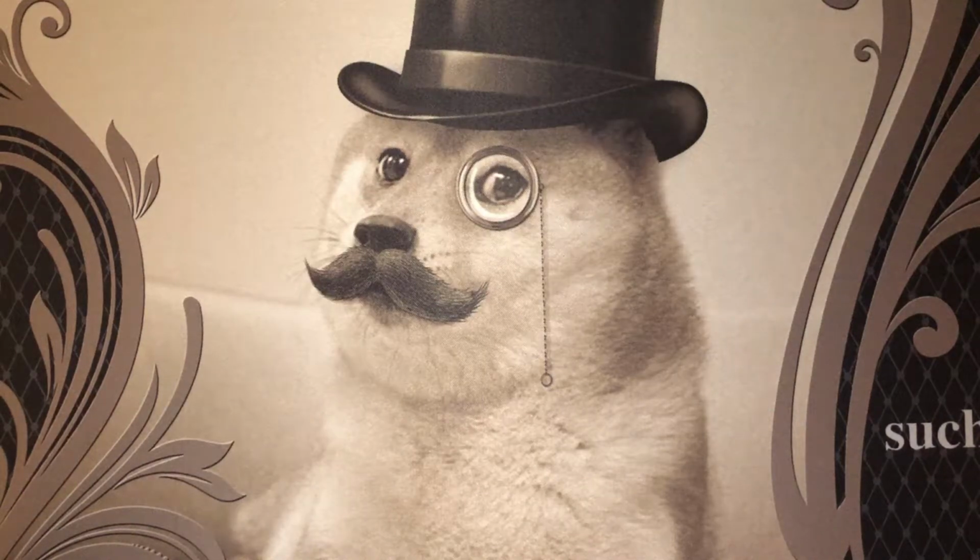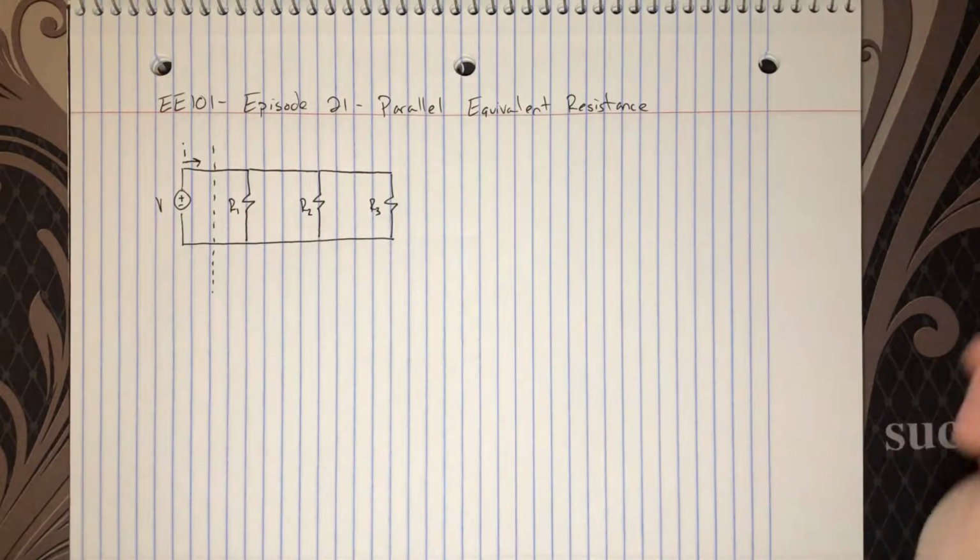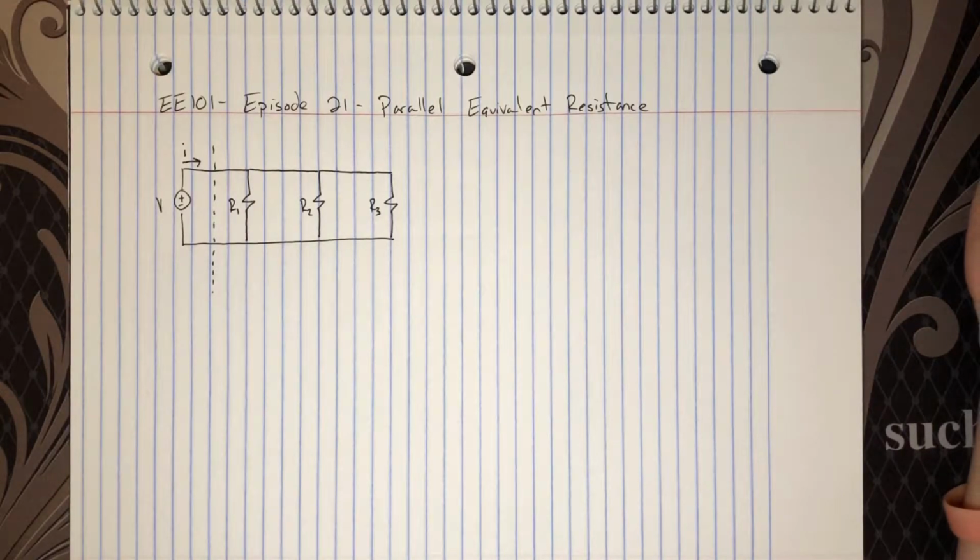Hey everybody, welcome. This time I'm going to follow up last video about series equivalent resistance with this video on parallel equivalent resistance. So I'm going to go ahead and draw out an example circuit and set things up kind of like I did last time. Okay, so this is very similar to the circuit I drew last time. The exception being that now I have three resistances in parallel rather than in series.